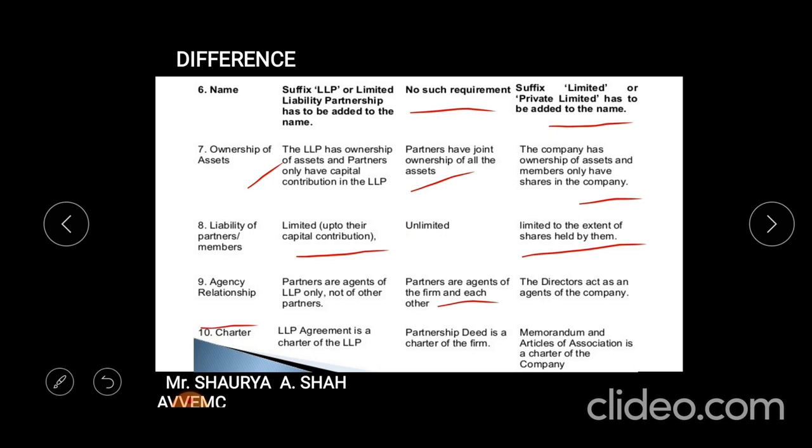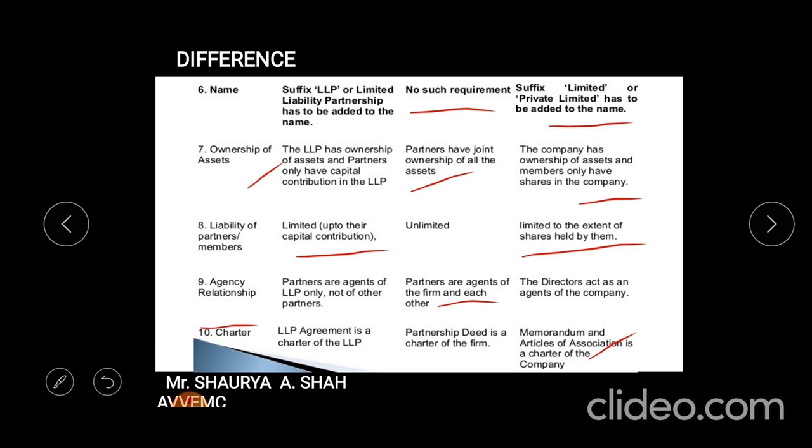Next, charter. LLP agreement is the charter of LLP. Here partnership deed is the charter of the firm, and here MOA and AOA are the charters of the company. The company is governed, dear students, with memorandum of association. There are various clauses, name clause, capital clause, registered office clause. So all these clauses and AOA, that is rules and regulations of the company, govern the working of the company.